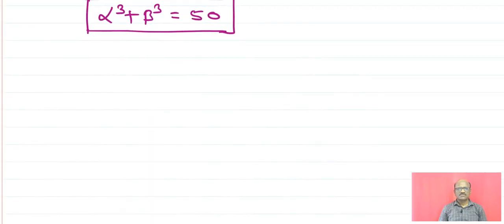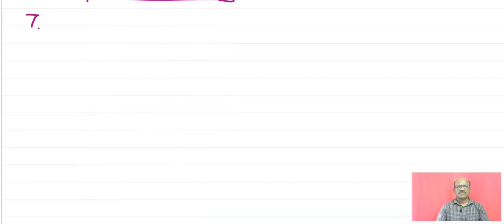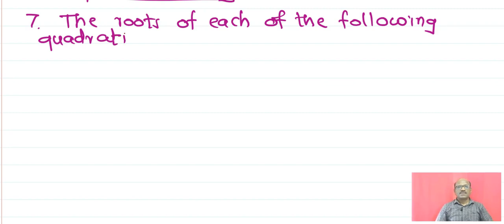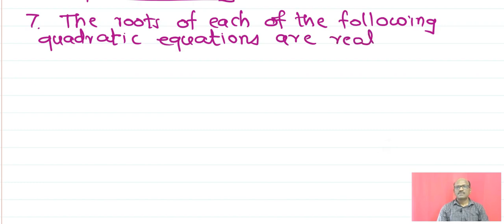Now next example, question number 7. The roots of each of the following quadratic equations are real and equal. Find K.